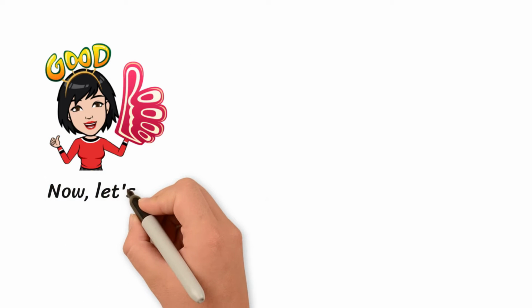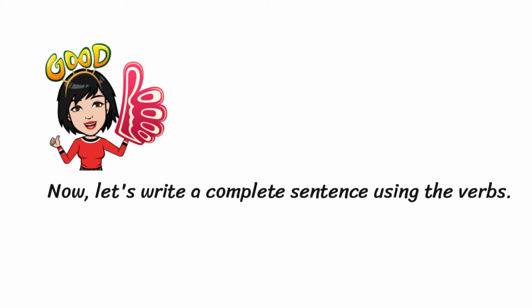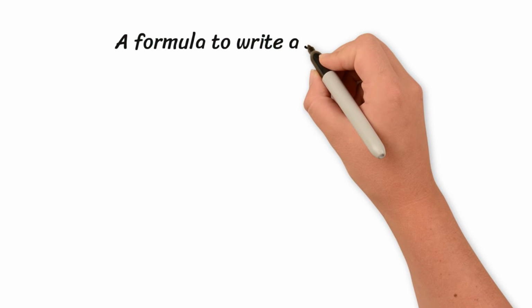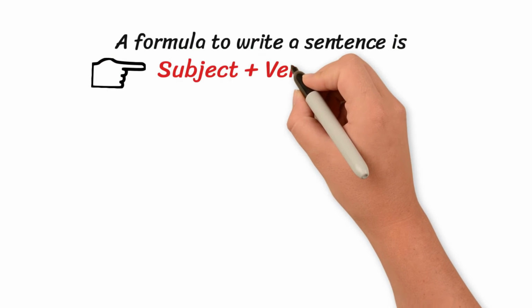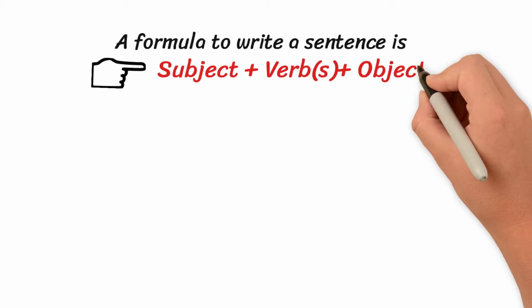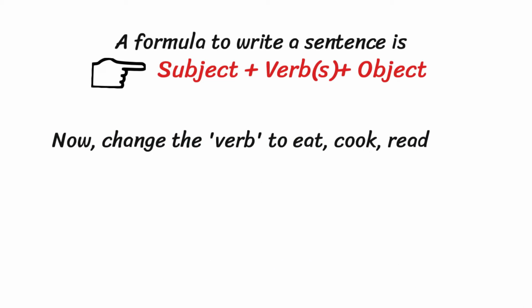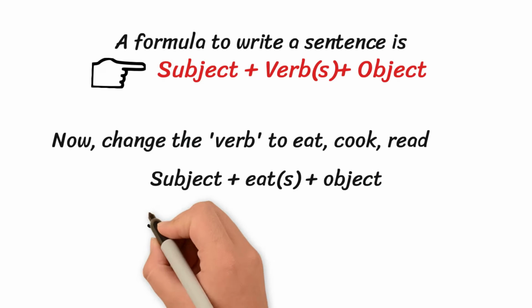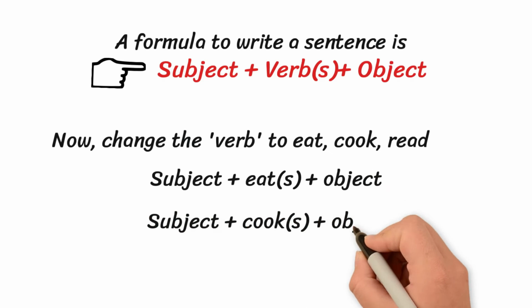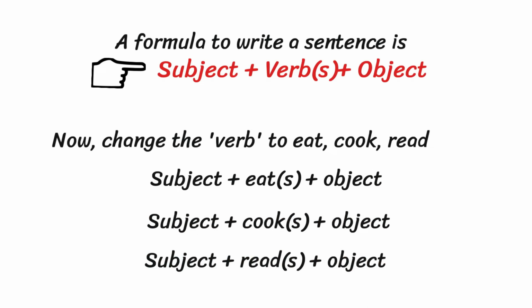Good. Now let's write a complete sentence using the verbs. A formula to write a sentence is subject plus verb plus object. Now change the verbs to eat, cook, read. Subject plus eat plus object, subject plus cooks plus object, subject plus read plus object.